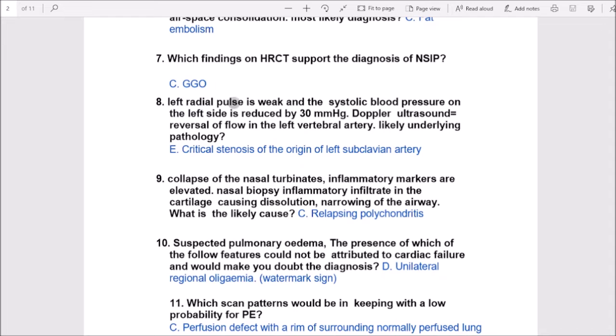Number 8, left radial pulse is weak and the systolic blood pressure on the left side is reduced by 30 mmHg. Doppler ultrasound shows reversal of flow in the left vertebral artery. Most likely underlying pathology: critical stenosis of the origin of the left subclavian artery. This diagnosis is subclavian steal syndrome.